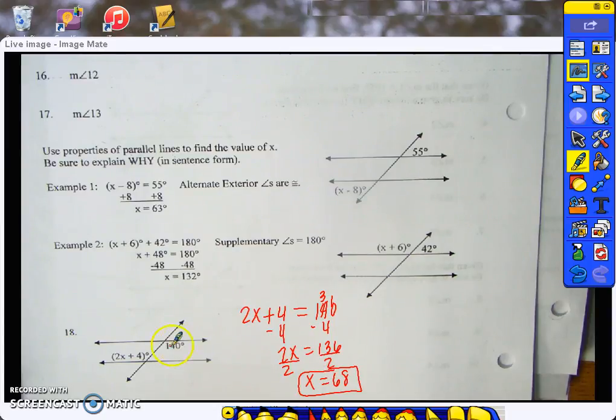If they're congruent, set them equal to each other. If they're supplementary, like example 2, then you add them together, x plus 6 plus 42, set that equal to 180. Then you solve for x. So you just have to look and see if they're congruent or if they're supplementary.